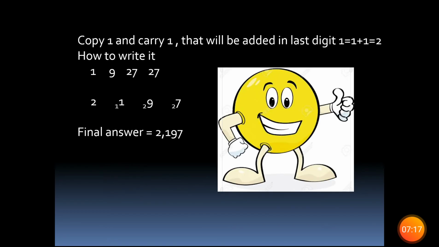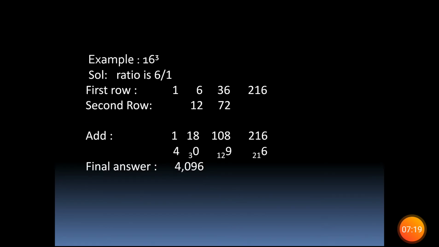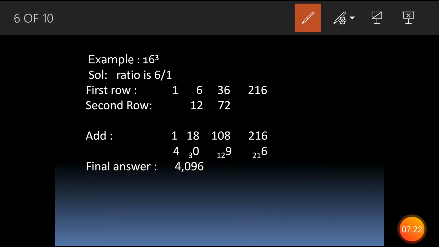Now you see another example, that is 16. Okay, just do it with me. Pick your copy and pen and just do it with me. Now you can see unit digit is 6 and tens digit is 1. If you find the ratio, unit digit to tens digit, it will give you 6.